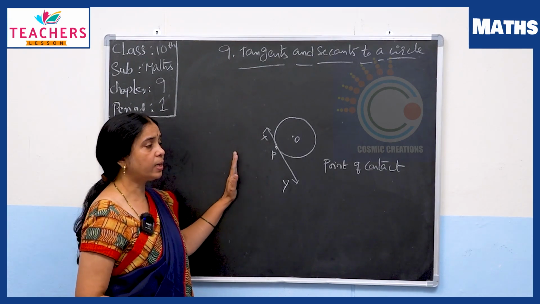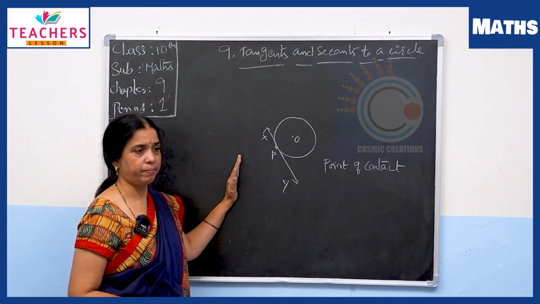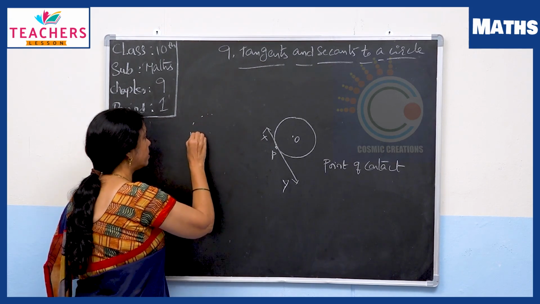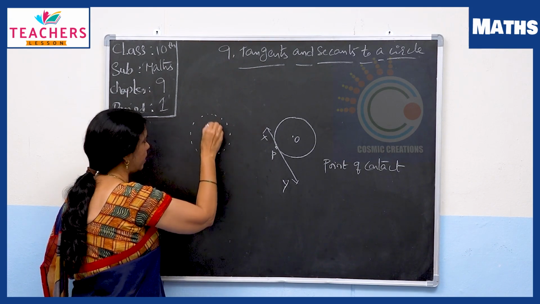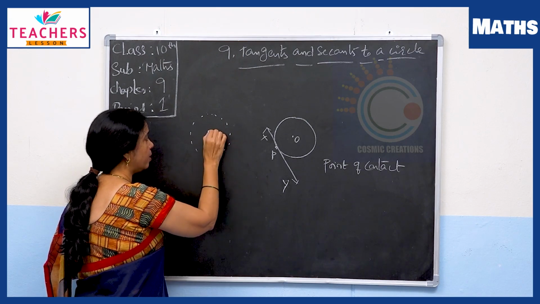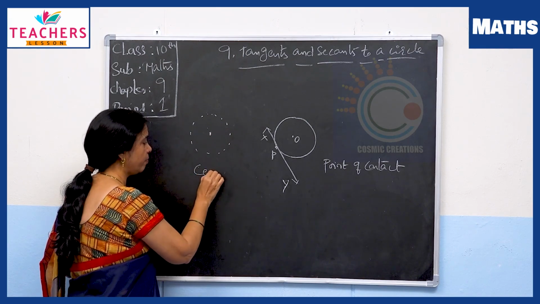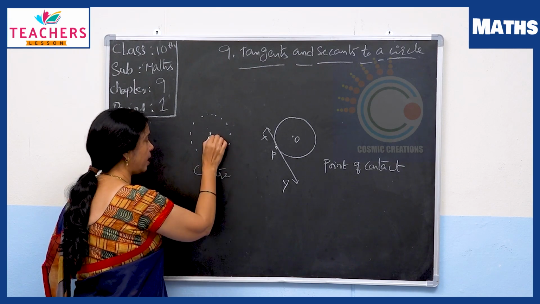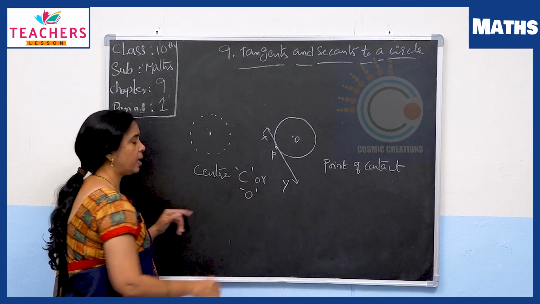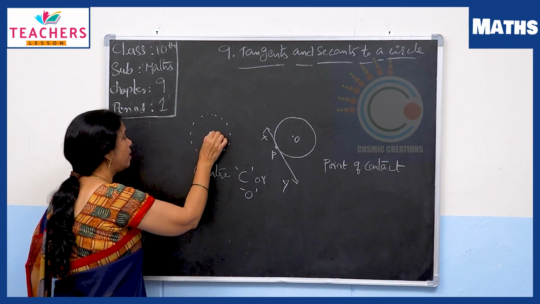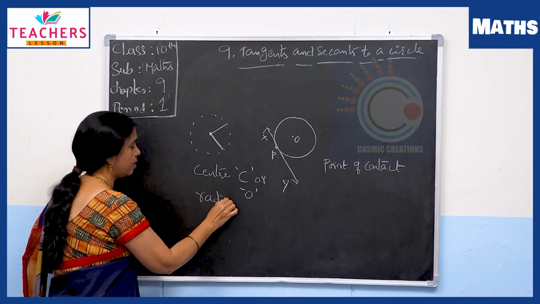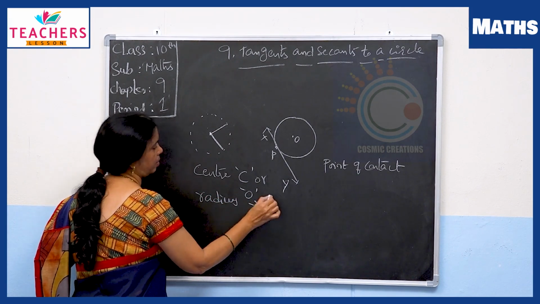What is the definition of a circle? A circle is the locus, the set of points, equidistant from a fixed point. That fixed point is called the center of the circle, denoted by C or O. And the fixed distance is called the radius of the circle, denoted by R.